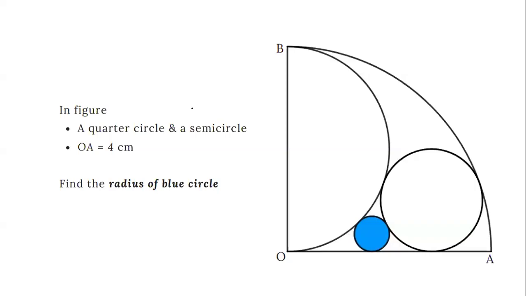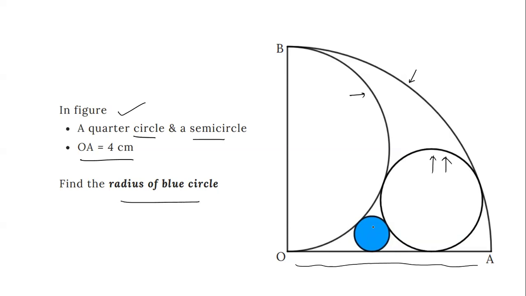So hello guys, in this video we are going to solve this problem. In this problem you can see that in the figure there is one quarter circle and one semicircle. So this is our quarter circle and this is our semicircle, and OA is given as 4 centimeter. And there is a circle also. Then you have to find the radius of this blue circle.